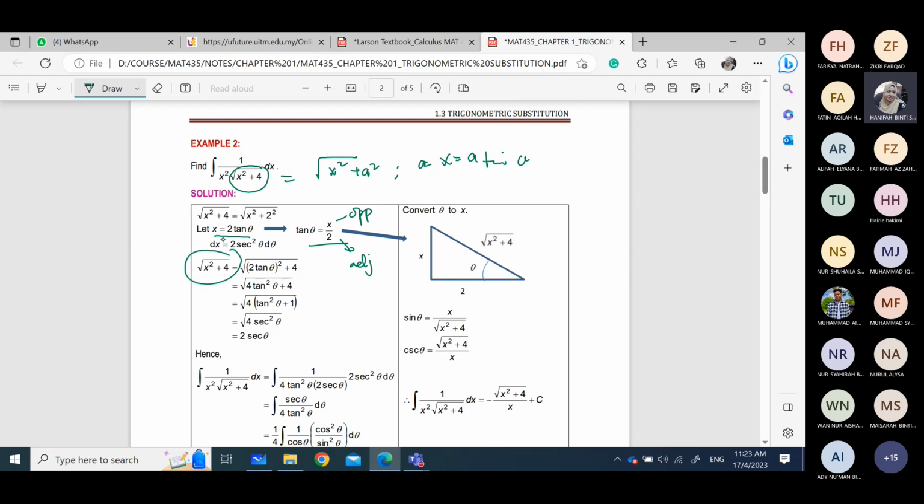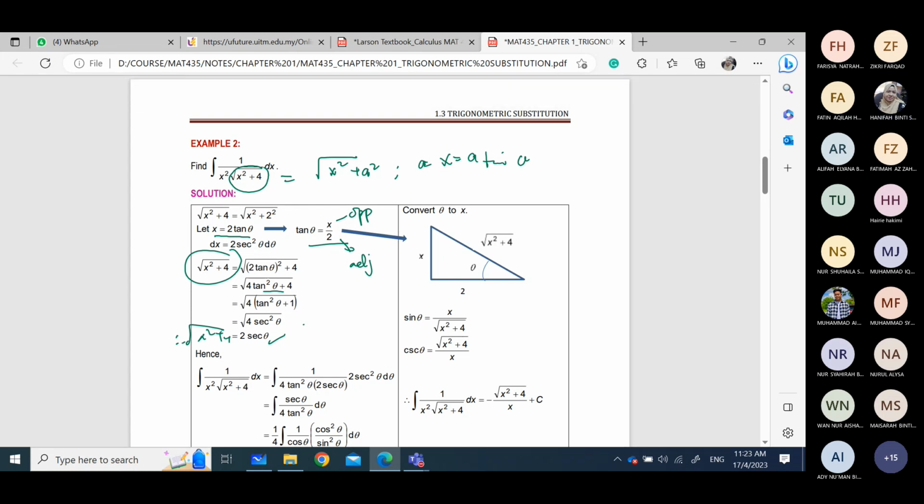So you masukkan x equal to 2 tangent theta. So bila kuasa 2, dia akan jadi 2 tangent theta to the power of 2. So bila you selesaikan ini, kita akan dapat 4 tangent squared theta plus 4. So this one we factorize and we apply identity and at the end of the day we have this answer. So therefore square root x squared plus 4 is equivalent with 2 secant theta. Untuk part yang ni ada soalan? Tak ada. Okay, alright, good.